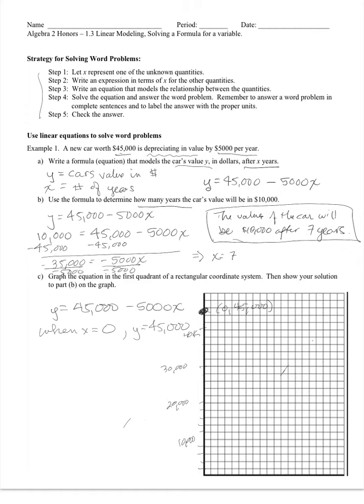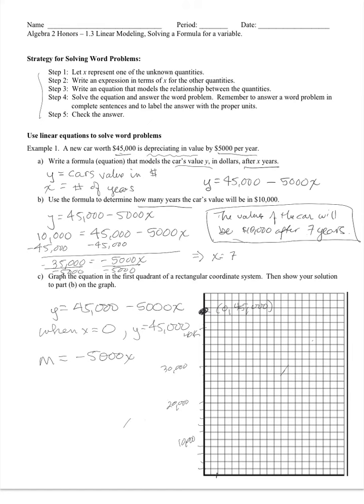Now, we know what the slope is. The slope, the rate at which it's depreciating, is negative 5,000. So we could rise in the negative direction, 5,000, and run 1. We can also figure out another point, like for example, we could figure out the x-intercept. How would we figure out the x-intercept? Well, we'd set y equal to 0. But more importantly, we also know that when x equals 7, what is y? 10,000.